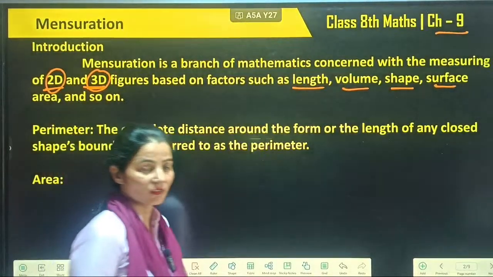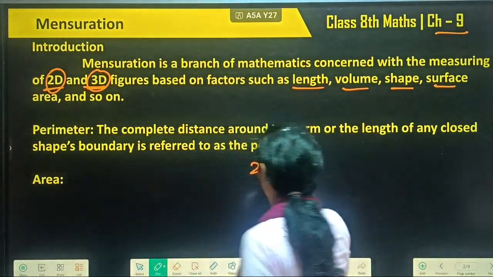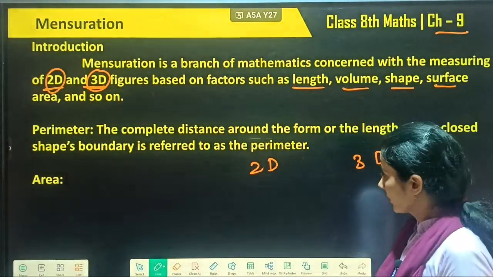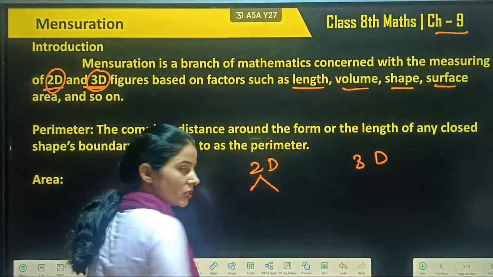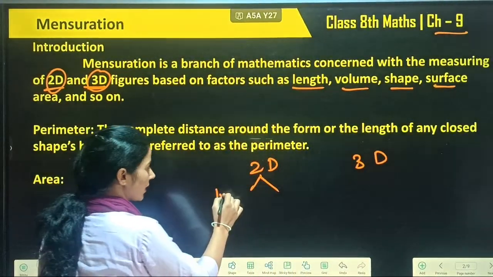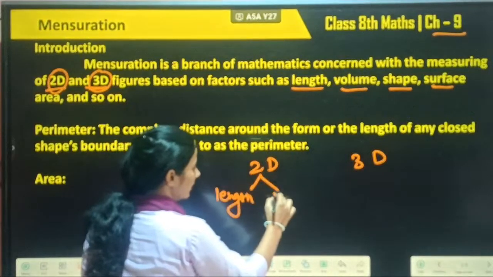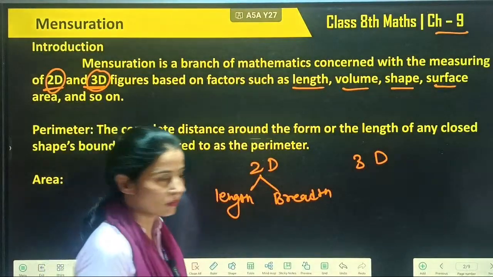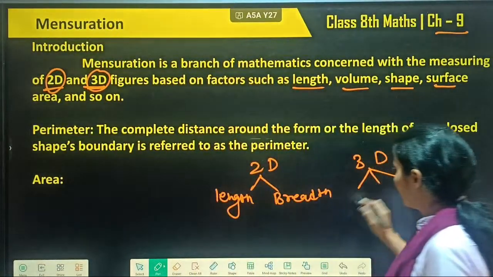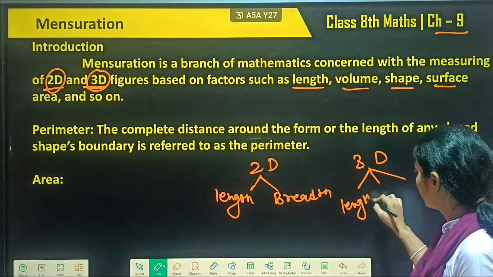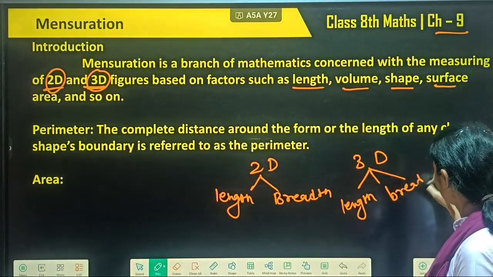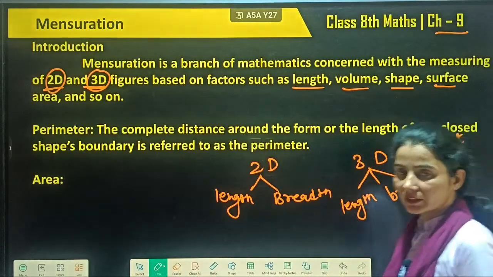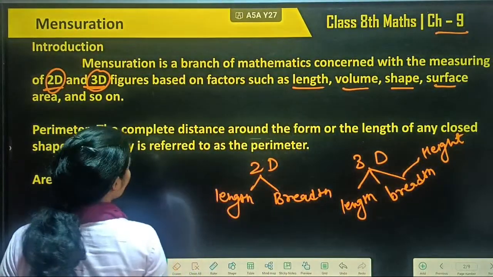Now these are 2D and 3D figures. What are 2D and 3D figures? 2D means two dimensions, which is just length and breadth, and 3D means three dimensions of measuring: length, breadth and height. These are 2D and 3D figures.